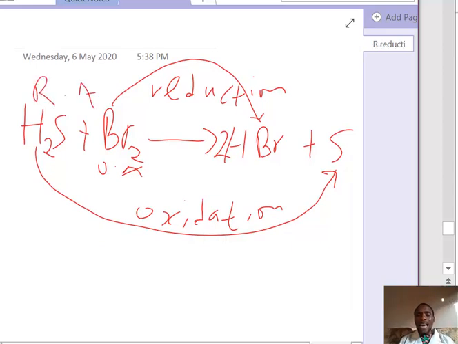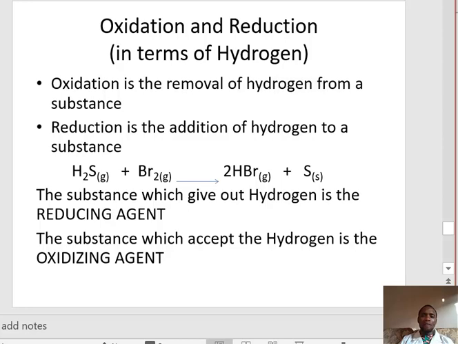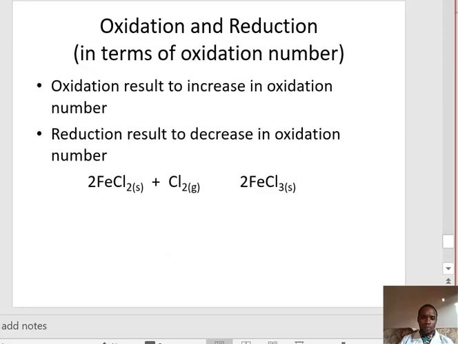So we have hydrogen sulfide as the reducing agent, while bromine is the oxidizing agent. So you still see it, the oxidizing agent always becomes reduced. Look at it, the reducing agent always becomes oxidized in every aspect. So please note that. Another definition is in terms of electron.